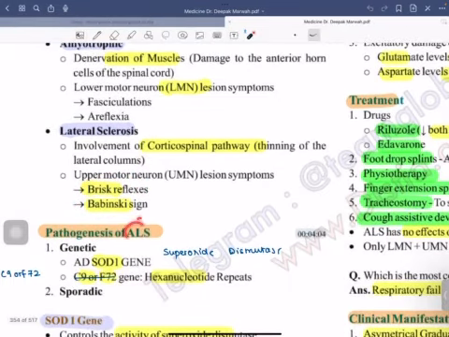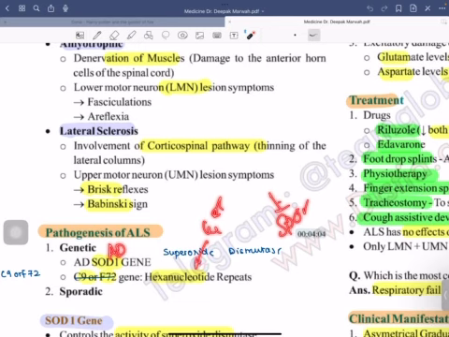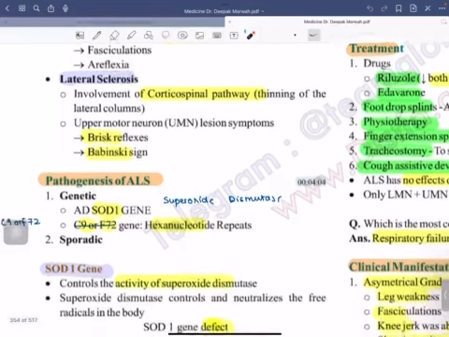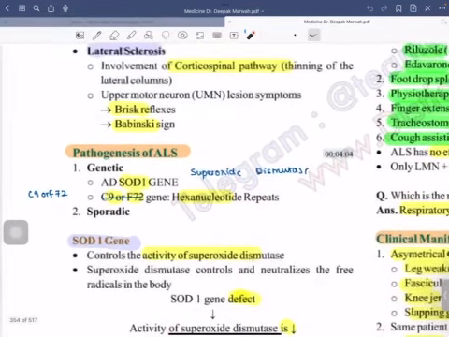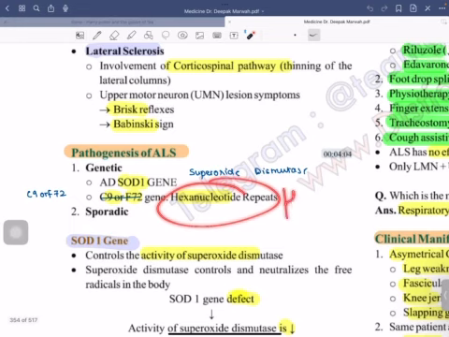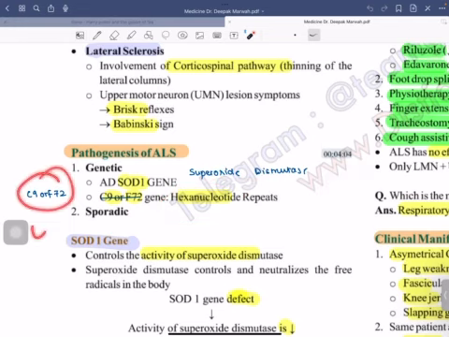Now pathogenesis of ALS: it can be either genetic or it can be sporadic, right? Sporadic can happen to anyone. Now genetic is inherited as autosomal dominant disorder. Now the gene is SOD1 gene, which is superoxide dismutase gene. Or there can be hexanucleotide repeats, seen in amyotrophic lateral sclerosis, of C9ORF72. Hexanucleotide repeats of this thing.